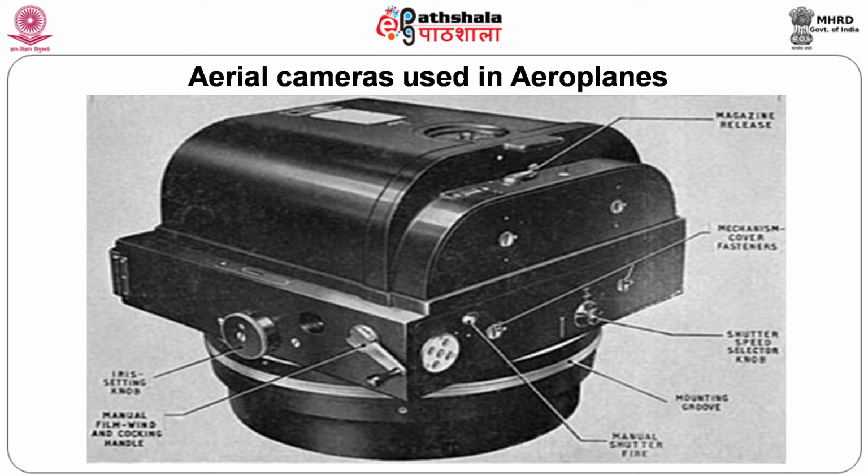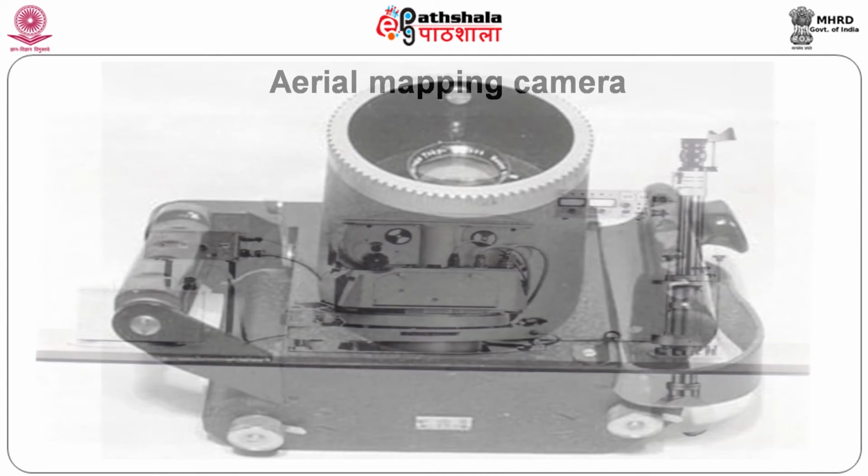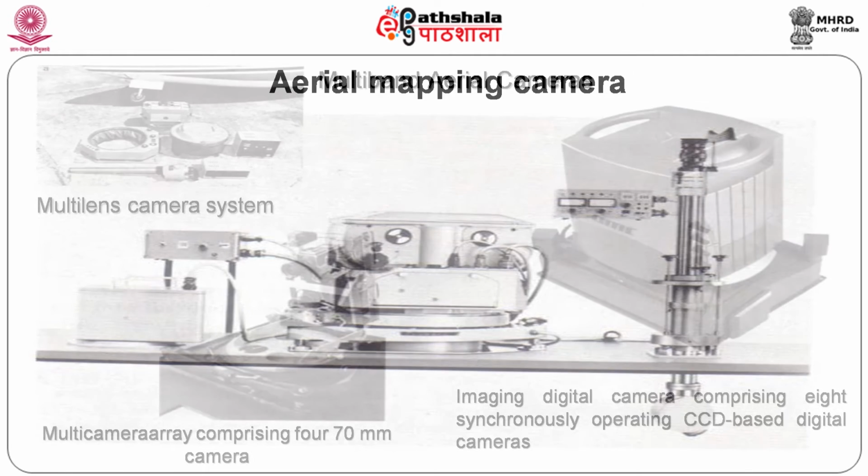Aeroplanes, I told you, use aerial cameras, very advanced cameras, and they are all very expensive in nature. This is the aerial camera used in aeroplanes. You can just go through the details in general. And this is another type of camera, the aerial mapping camera, which is strip type. You see the unit is such a large unit, and this is the entire unit for strip photographing.